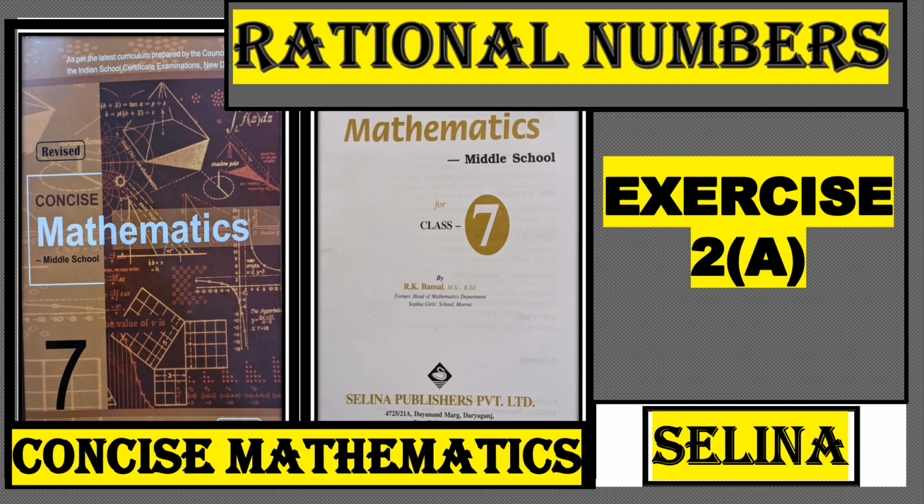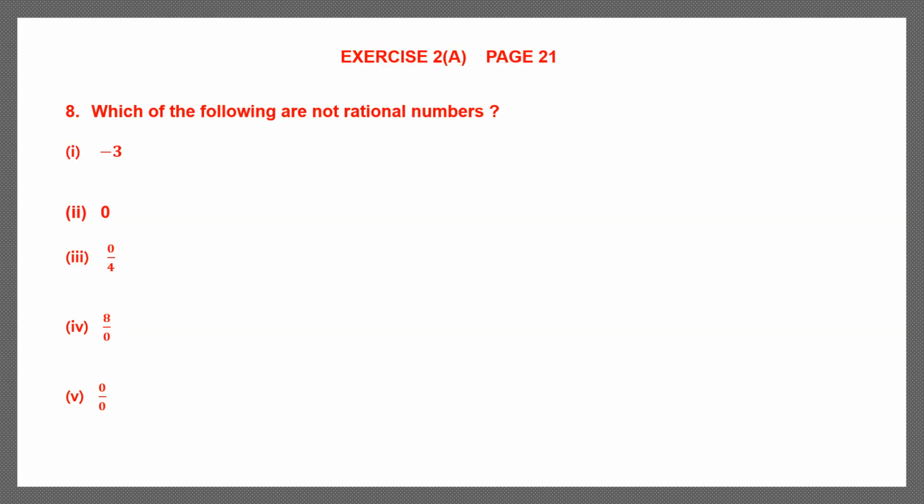Hello students, let's do rational numbers, exercise 2A. We are on page number 21 and we are with question number 8. Which of the following are not rational numbers?